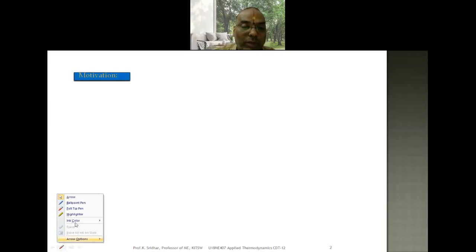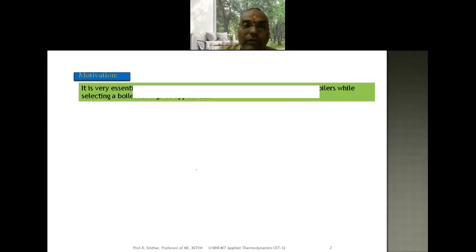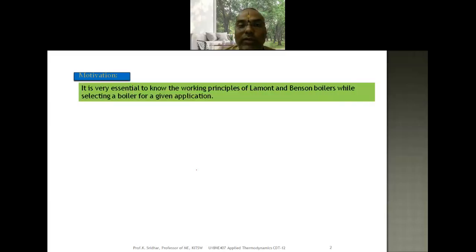In today's class, we are going to discuss high pressure boilers. Some of the important high pressure boilers are the Benson boiler as well as the Lamont boiler. The motivation of today's class is to know the working principle of the Lamont boiler and Benson boiler while you are selecting a boiler for a given application.